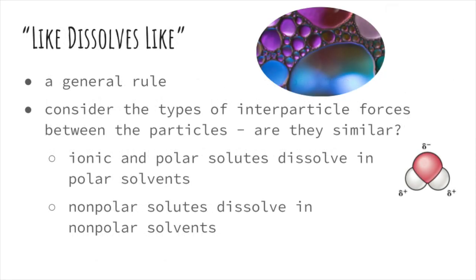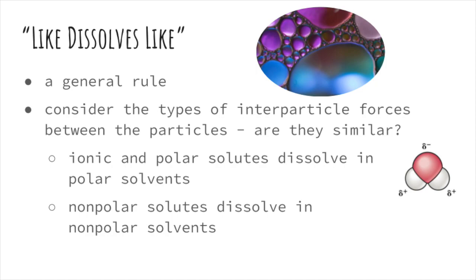A general rule for figuring out whether or not something is soluble is called like dissolves like. It means that if you were to consider the kinds of interparticle forces within the solute and within the solvent, if they're similar, then they tend to dissolve. If not, then they tend not to dissolve.